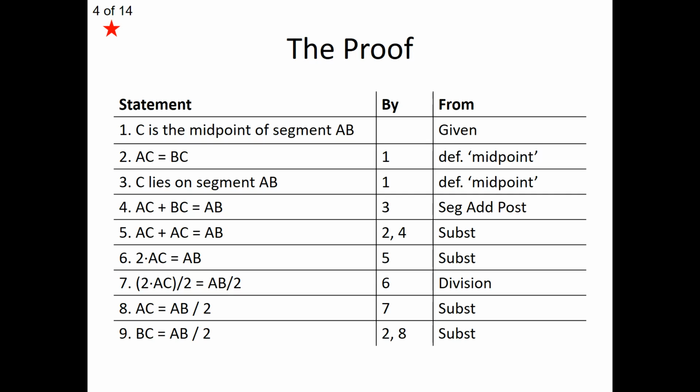Then, dividing both sides by 2 using the division property, I will arrive at the conclusion that AC, which is one of the halves, is equal to half of the whole, right? Half of AB. That's substitution. Our very last statement says, well, what about the other half? Well, sure enough, I can replace AC with BC, and again, I find that the half is equal to half of the whole.